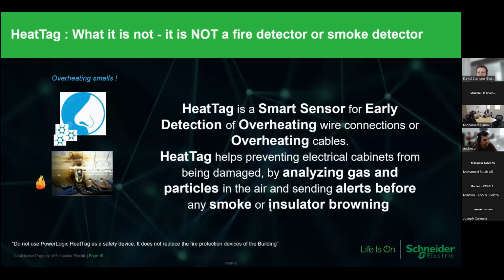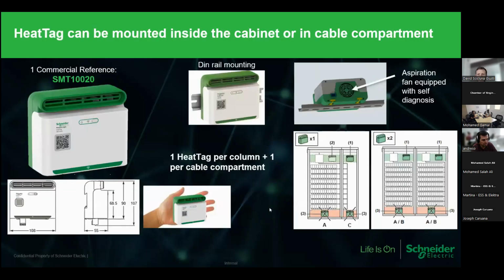Okay, so HeatTag is a small sensor for early detection of overheating wire connections or overheating cables. It prevents electrical cabinets from being damaged by analyzing gas and particles in the air and sending alerts before any smoke or insulator blowing. So the idea here is to send an alarm before it happens. So how can we install it? Here are the dimensions. We put one HeatTag per column, and it takes care of the whole column itself. But we have to put it at the top because it has a fan to take in the particles in order to analyze them.